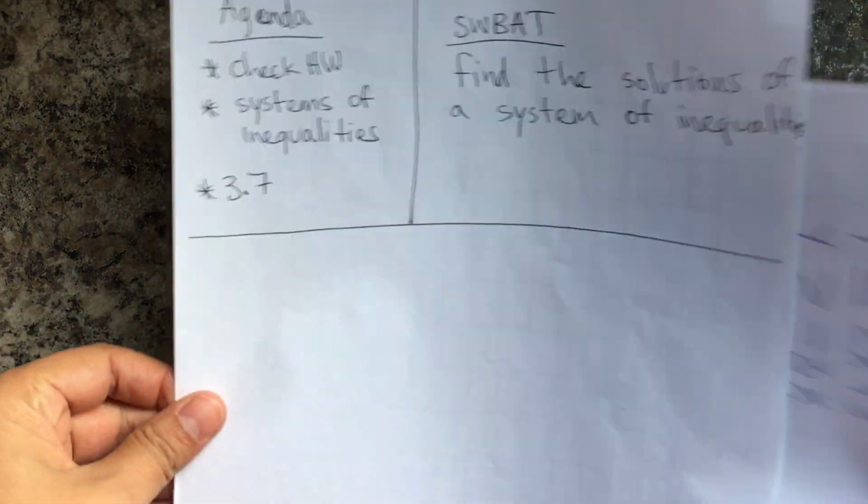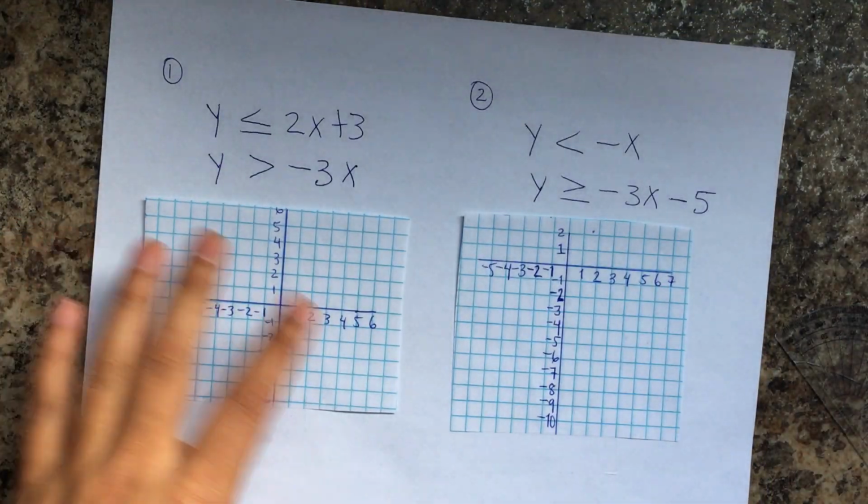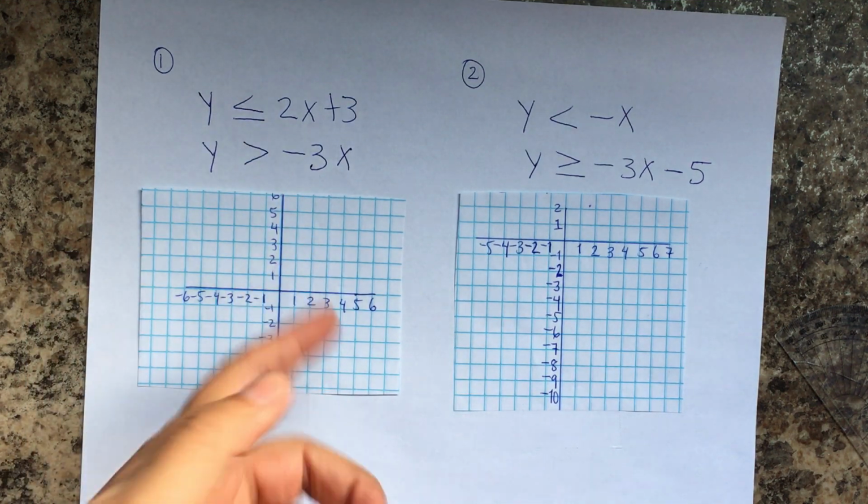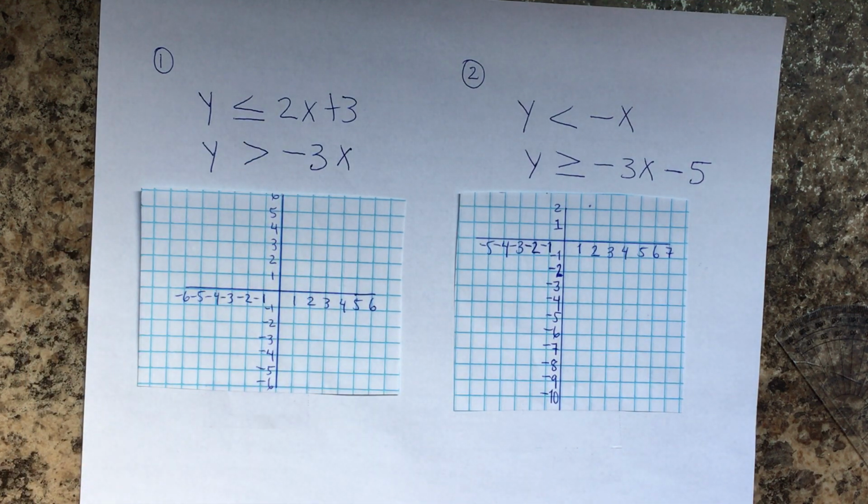Okay, and so in the previous lesson, you graphed one inequality. Now we're doing systems, meaning two inequalities in the same graph. That's the only thing it means when we say system. It means two of them instead of one.